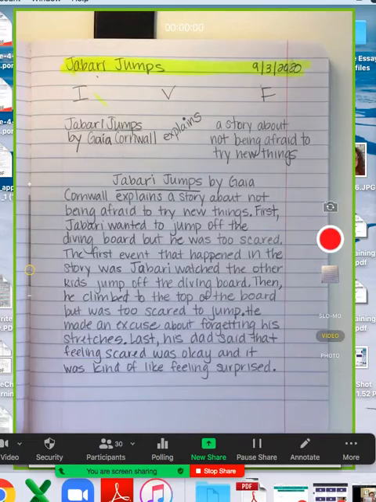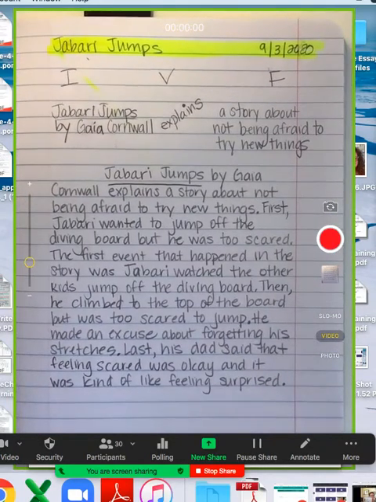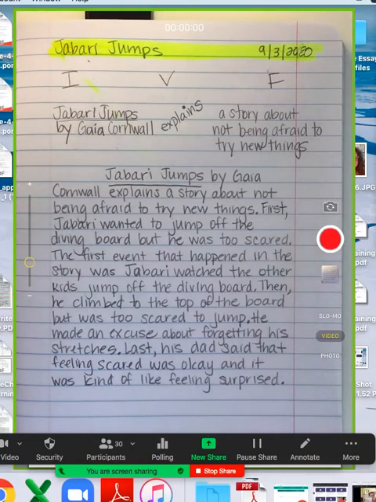Okay, I think I captured what you said, Kate. I was kind of looking at my notes. So you said, last, his dad said that feeling scared was okay, and it was kind of like feeling surprised. I get it.